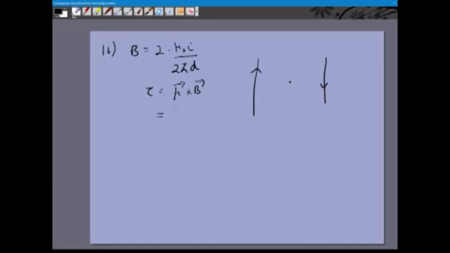Mu is, now we don't have to worry about anything else because the loop is very small now. So for the loop, the mu will be pi a squared times I into B, that is mu naught I by pi d, into sine theta. And since it's rotated by 30 degrees, this will be sine 30. So which gives me, the pi and pi cancel, mu naught a squared I squared by d, and there's a 2 here because of sine 30. So that gives me the answer as option B. So the answer to question 16 is B.